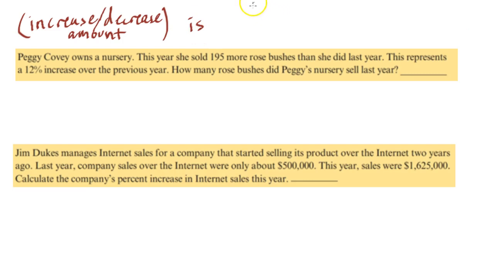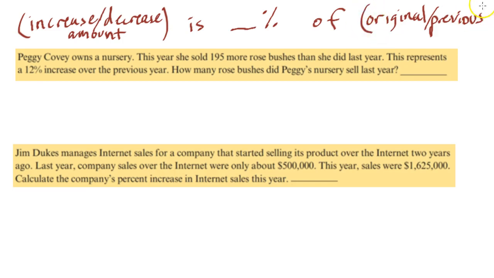is, and then it'll have some blank percentage of the, you can say the original or previous amount, I guess. I'll just put original or previous amount. Yeah, we'll put that down there. Okay, so we have this following structure.